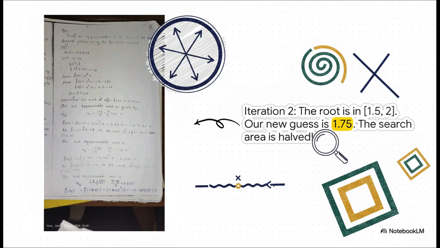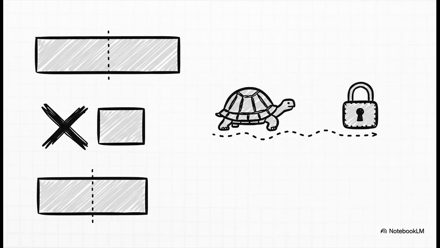We're closing in. So here's the key takeaway for this one. This method is what we call linearly convergent. All that really means is we cut down our error by a fixed amount, in this case by half with every single guess. It's slow, it's steady, but you know what?